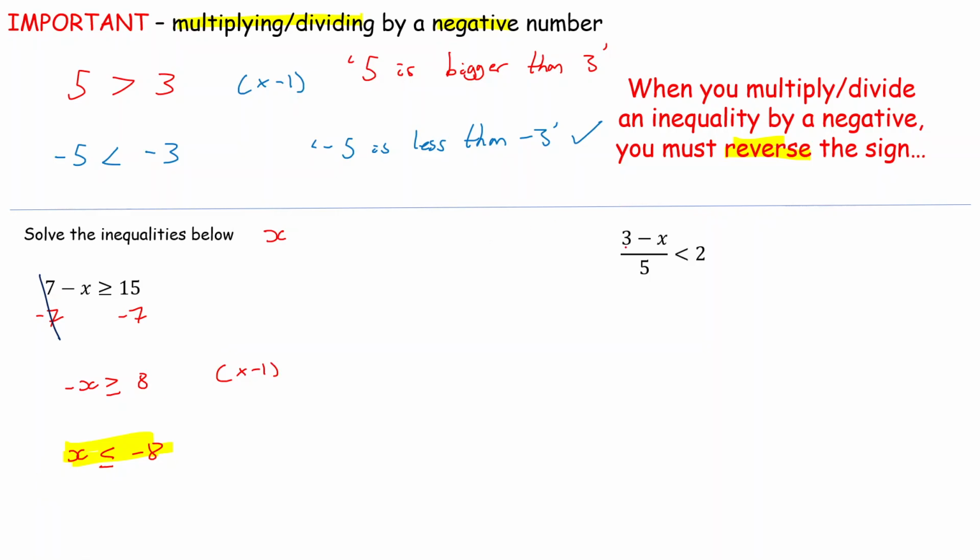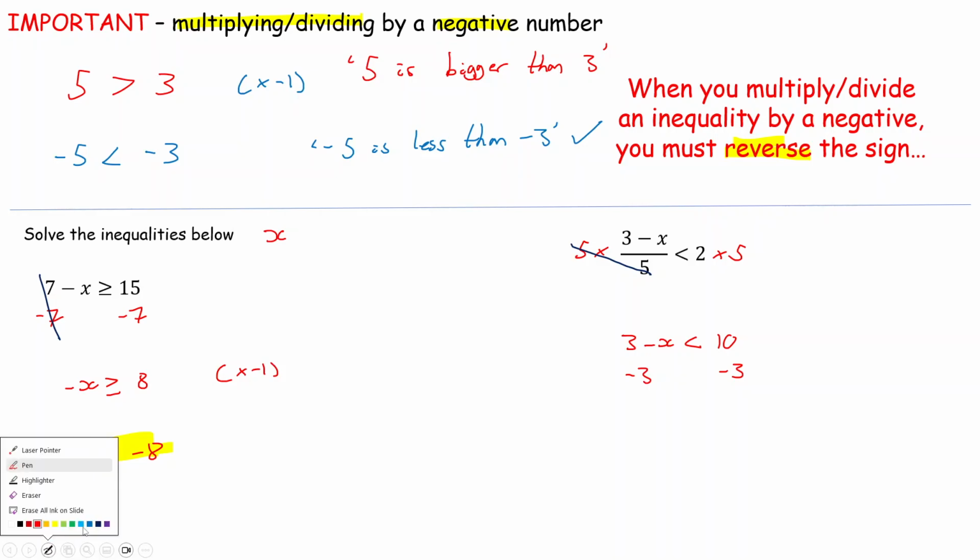Good. The second one, I've got 3 take away x over 5 is less than, just less than 2. Let's begin here. I've got the whole thing here being divided through by 5. Let's get rid of that by timesing through both sides by 5 to begin with, because then these two are going to cancel, which is useful. And I'm left with, on the top of that fraction, just 3 take away x being less than 2 times 5, which is 10. And that's going to take away 3, because then these two cancel, which is good.